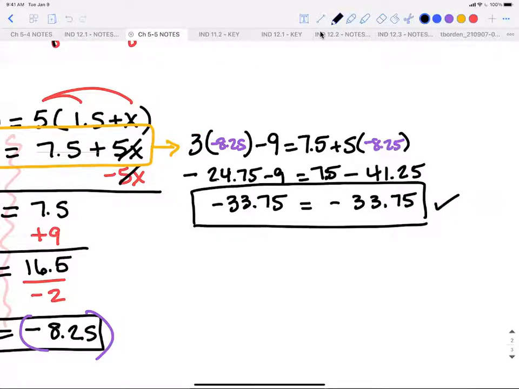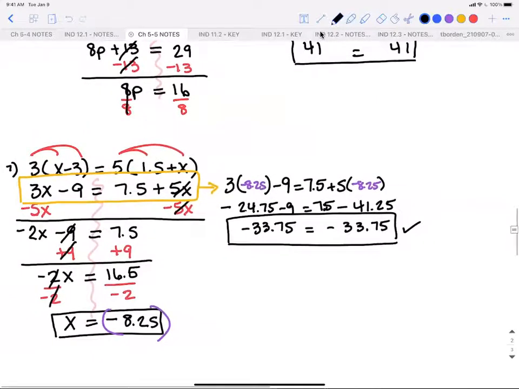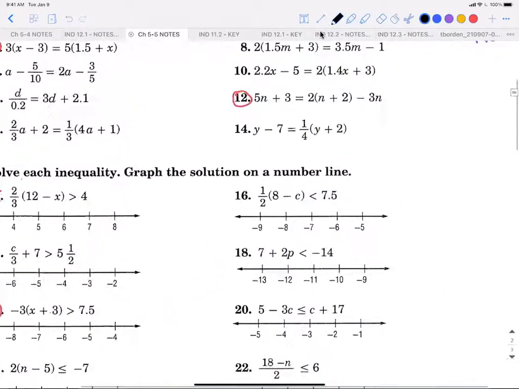When you're dealing with decimals, just go slow. Do it step by step like you know how to do. Simplify as you go, and then use your calculator for all of the big multiplication and division problems, okay? Make your life a little bit easier. Are we good there?